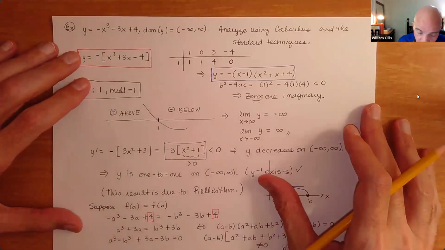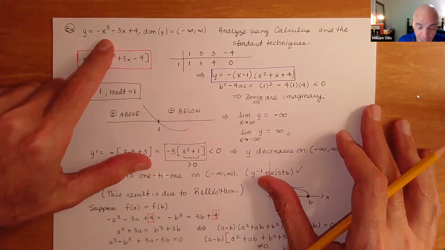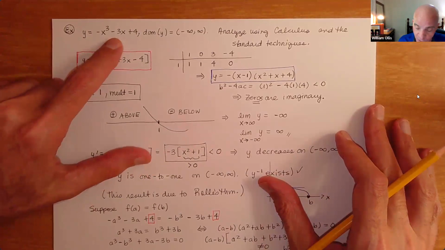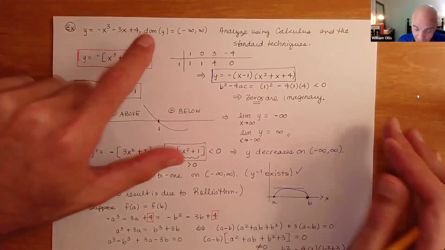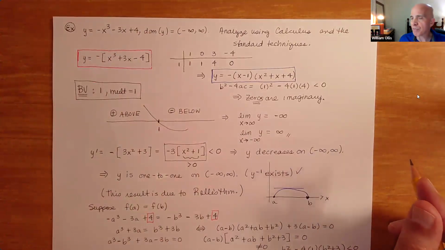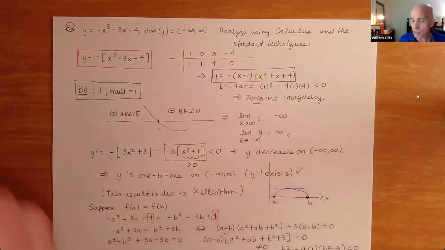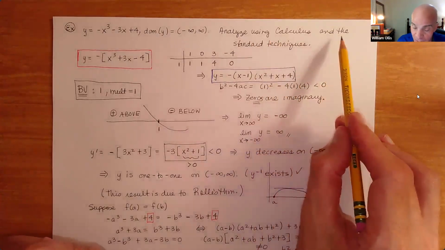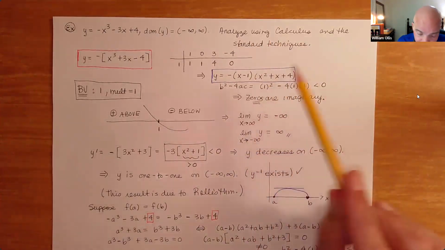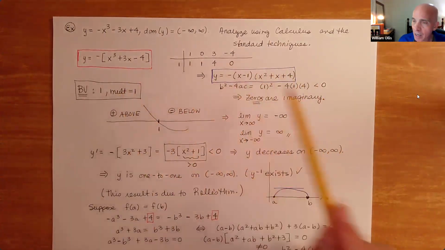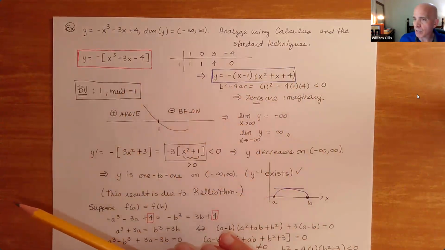But what I wanted to show you is this particular function, that is y equals the negative of x cubed minus 3x plus 4, and we have the domain extended to all real numbers. So in this problem, I don't think they explicitly say what the domain is, so there's no need to restrict it. Now, what I've written here is analyze using calculus and the standard techniques. Now, what I did was kind of transform us back to the pre-calculus techniques.